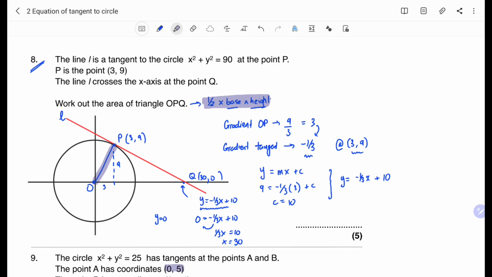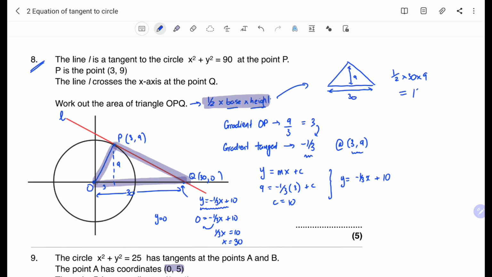And because the x coordinate is 30, that means we now know the base of the triangle. The base of the triangle goes from 0 all the way to 30. The height of the triangle is 9. So the area of our triangle, so half times base times height, half times 30 times 9, which is 135 square units. So very hard, like I said. So if you follow that, even if you haven't attempted it and you followed it alright, that's pretty good going.